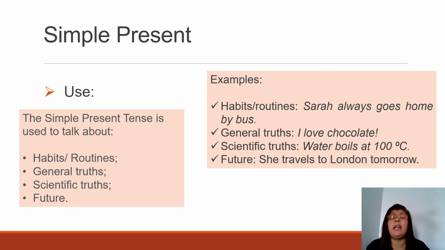And finally, we use the simple present to talk about the future. For example, she travels to London tomorrow. So, ela viaja para Londres amanhã. We can say this is future only because we have the time expression of the future, that is tomorrow. Okay?